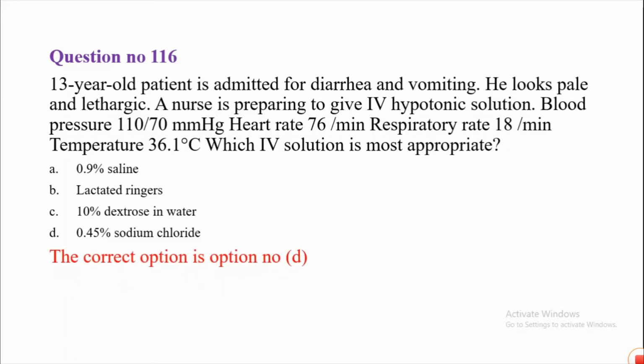The correct option is option number D, 0.45% sodium chloride.